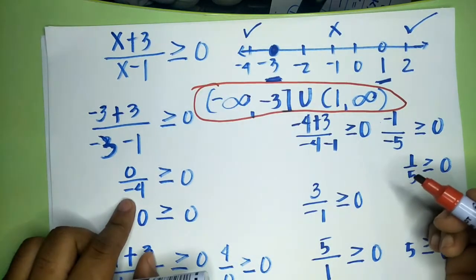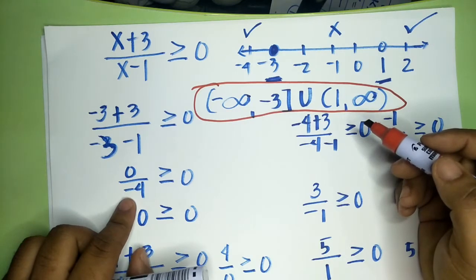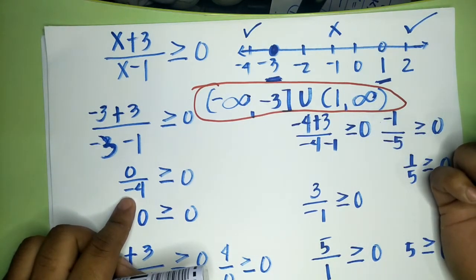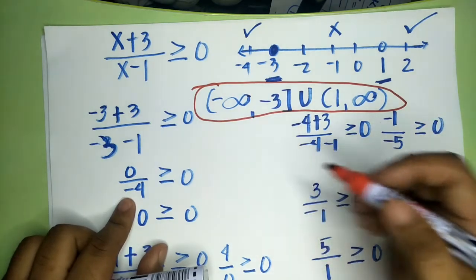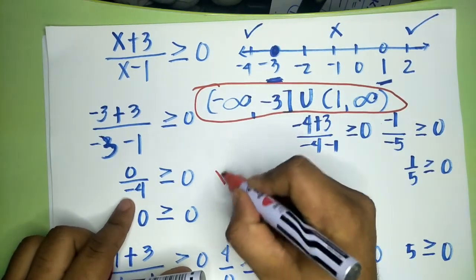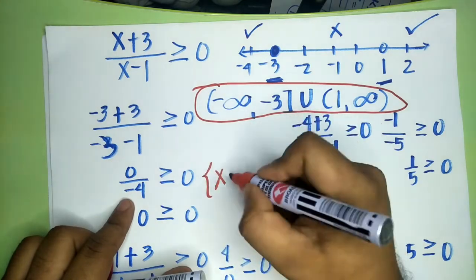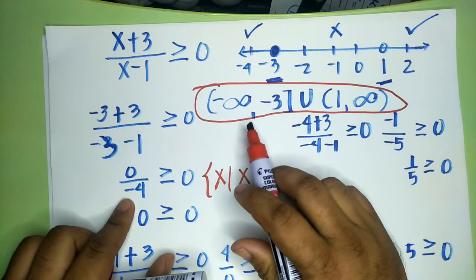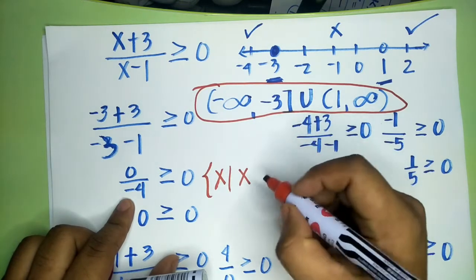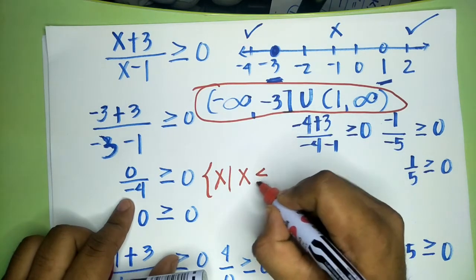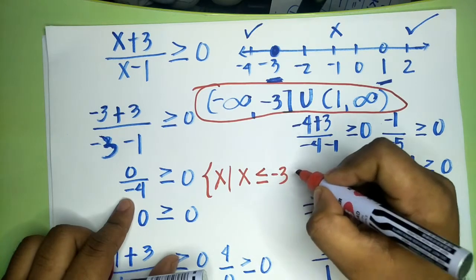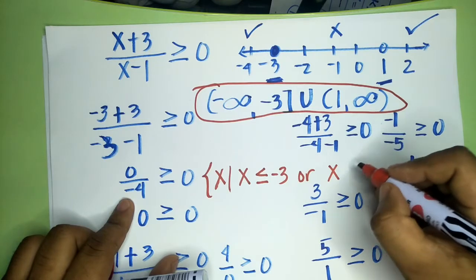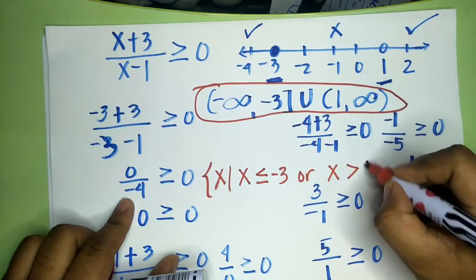So, yun yung ating solution using interval notation. How about kung gagamitin naman natin yung set notation? So, that is x such that x is less than or equal to negative 3 or x is greater than positive 1.